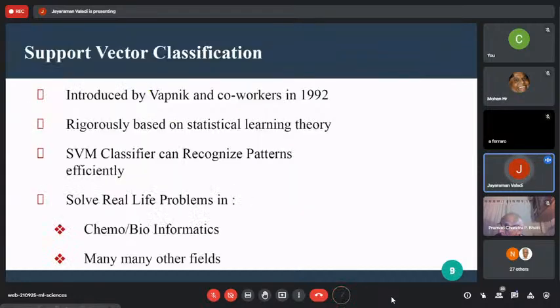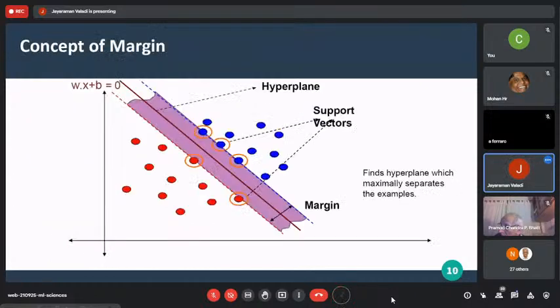Support vector machines were introduced by Vapnik and co-workers. It's a very high performance classification methodology used in different fields of science and engineering. What SVM does is it uses a maximum margin hyperplane. Now, if you have only two attributes, it's a line. If you have three attributes, it becomes a plane. If you have multiple attributes, like we have 135 attributes, we have to use a hyperplane.